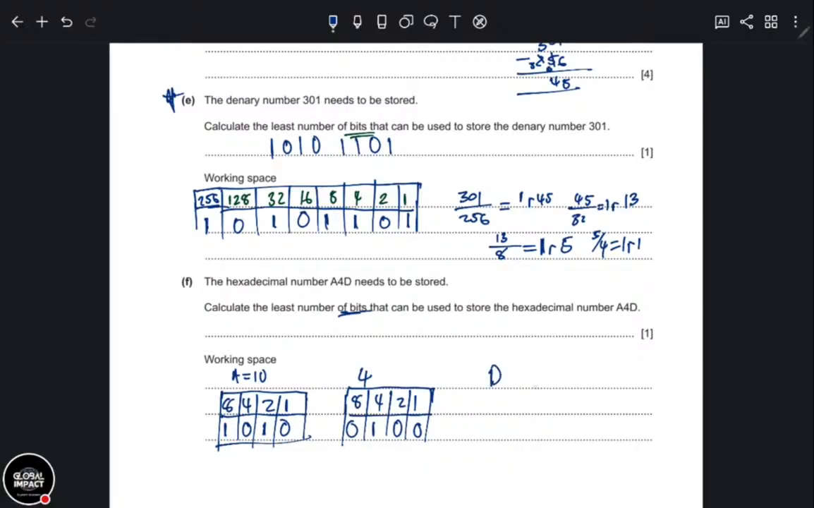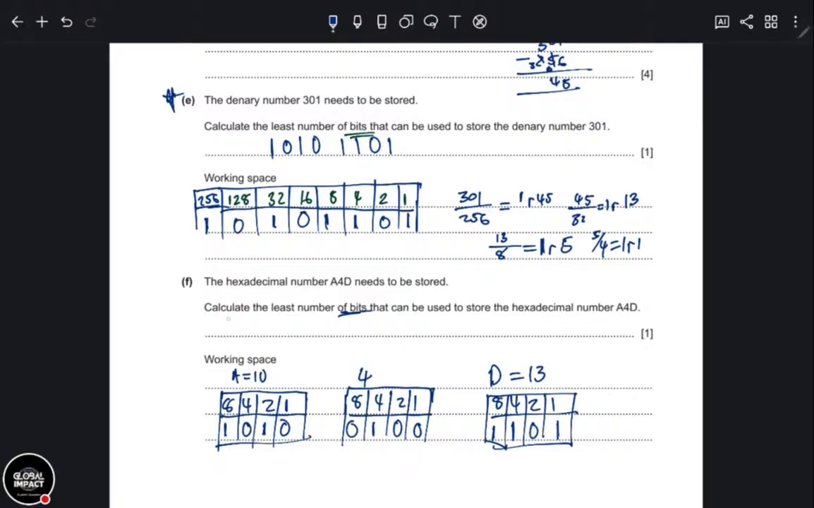Then we have a D. What is D? D is 13. So we now have 8, 4, 2, and 1. So how do you get 13? Of course, you pick an 8. Then if you pick a 4, that would be now 12. Then you put 0, you put a 1. That will be now 13.